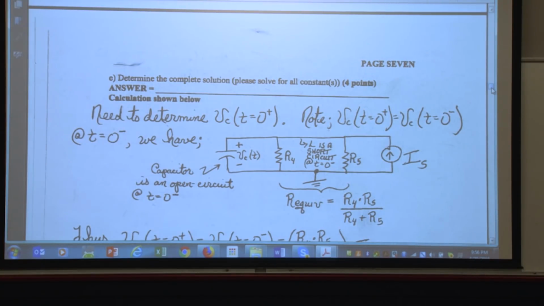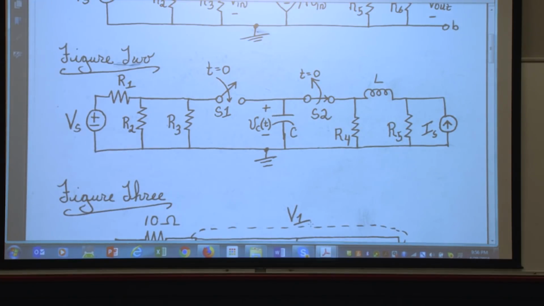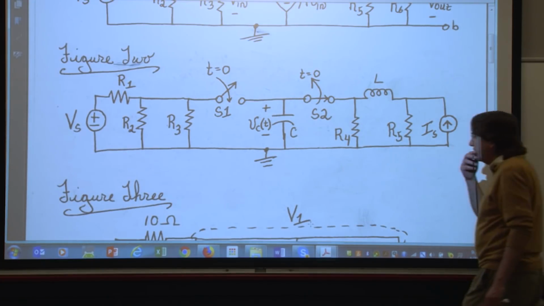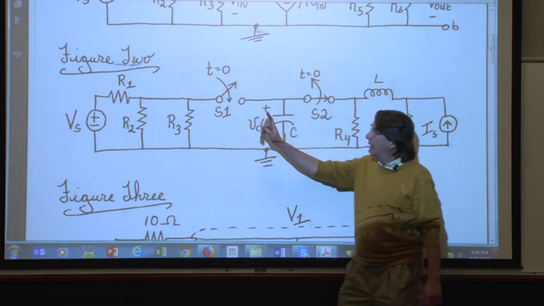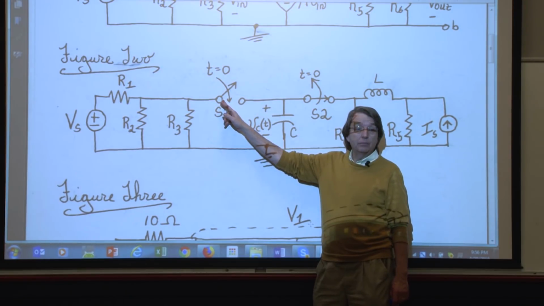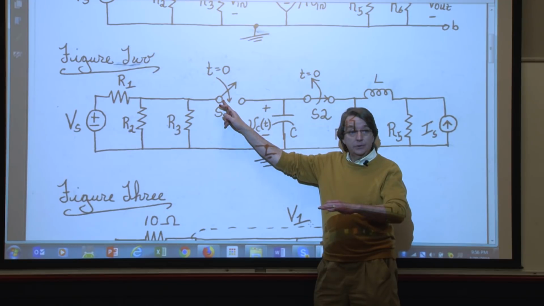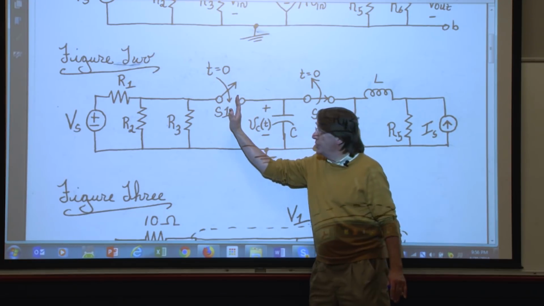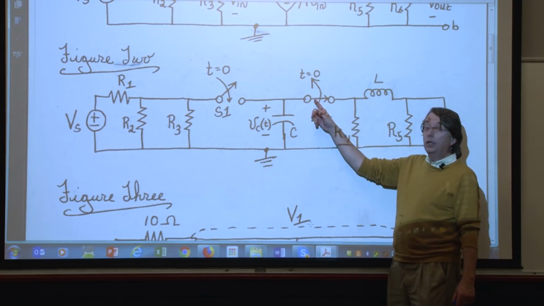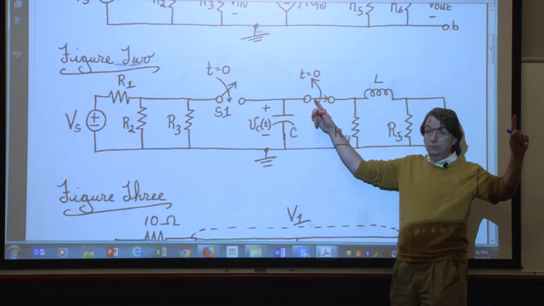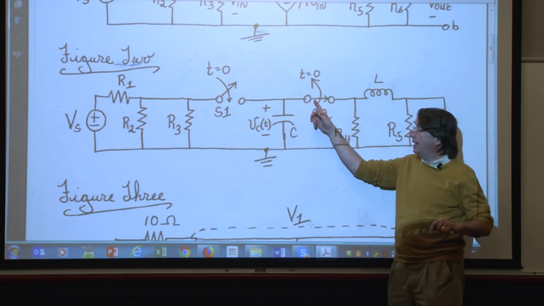At t equals 0 minus, and I'm thinking of my colleague who came to me today during office hours. At t equals 0 minus, switch 1 is open. Doesn't close till t equals 0. t equals 0 minus is before that. So none of this on the left matters. I have this capacitor. Oh, switch 2 is still closed because it doesn't open till t equals 0. We're looking at t equals 0 minus.